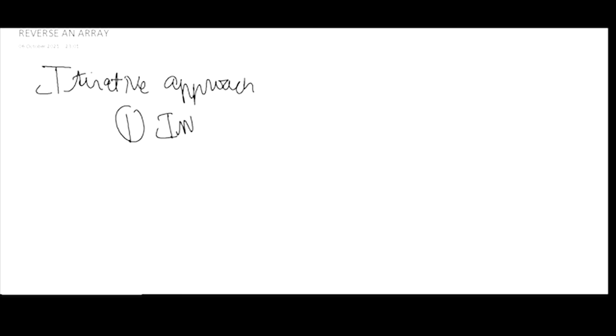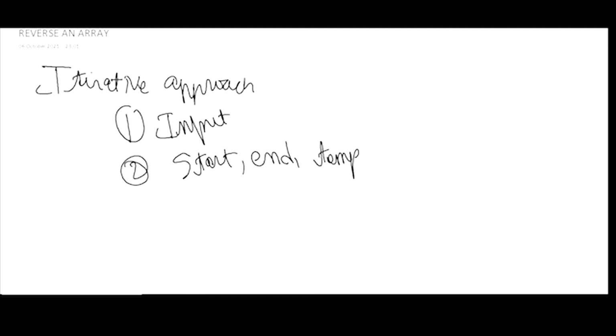Now let's understand the second approach, which is the iterative approach. First of all, we'll look at the algorithm. First we need to take the input, and secondly here there is something different we have to do. First thing is we have to take two variables called start and end, and we also have to take a temporary variable. For example, this is the array which we are taking in.